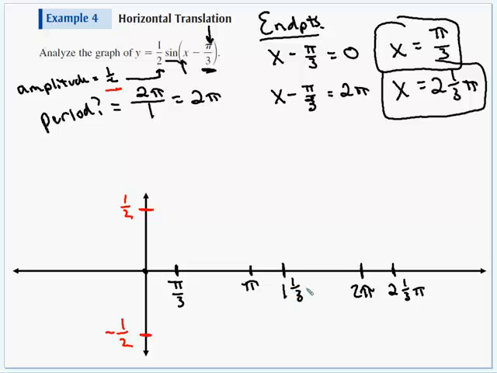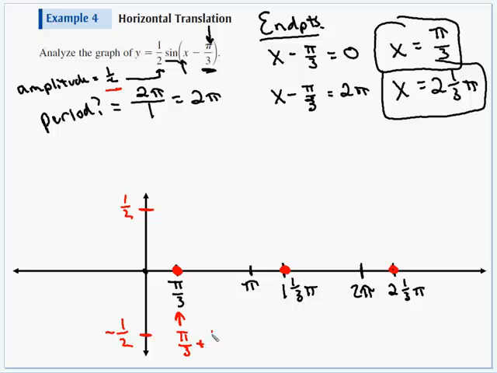1 1/3 pi. So we know that sine starts on the x-axis. 2 pi later, it's going to end on the x-axis. And right in between there is going to be an x-intercept. So here's where we start, cross the x-intercept, and end our graph. In between these x-intercepts are our peaks and valleys. And that's going to come from adding a half pi to this number.